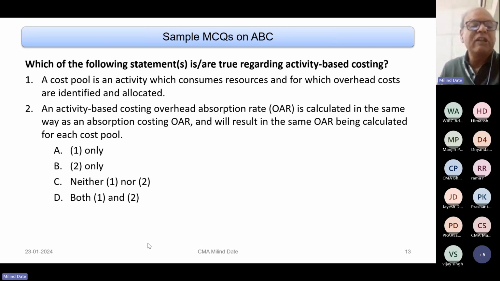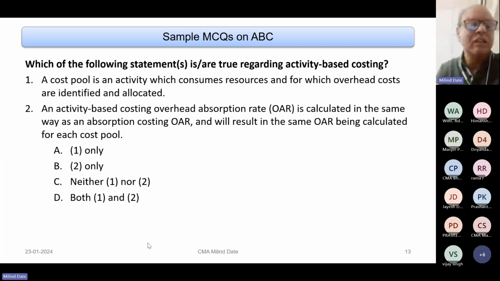Which of the following statement or statements is or are true regarding activity-based costing? A cost pool is an activity which consumes resources and for which overhead costs are identified and allocated. So you first decide to identify an activity which you call a cost pool, and that cost pool will keep consuming resources. Resources may be material, labor, or any other resource. And for this cost pool, you will identify and allocate overhead costs.